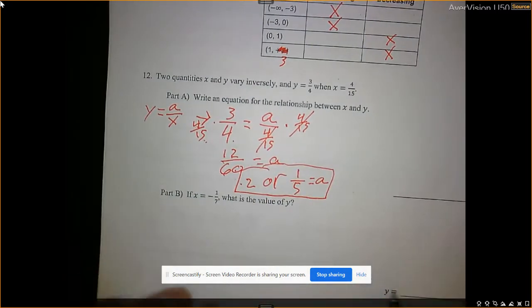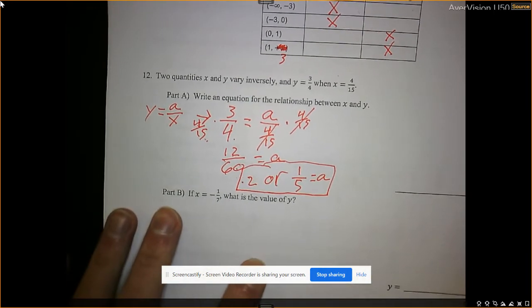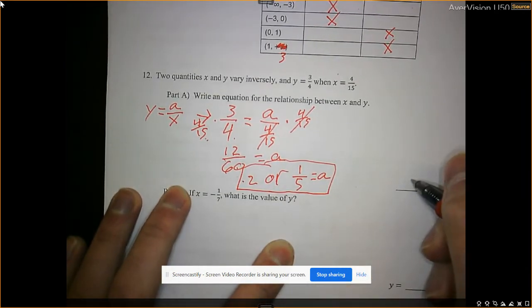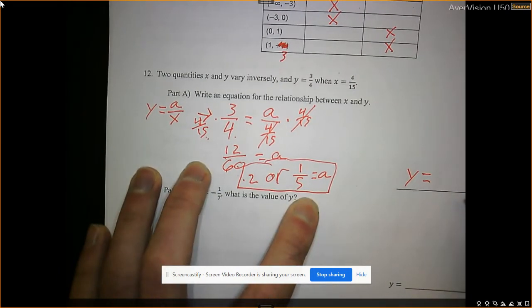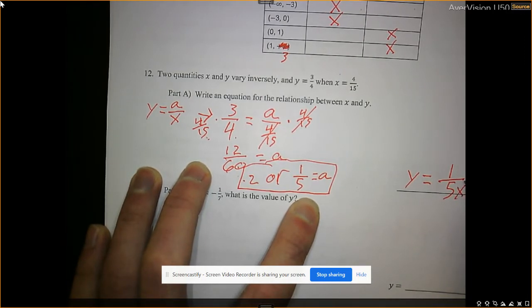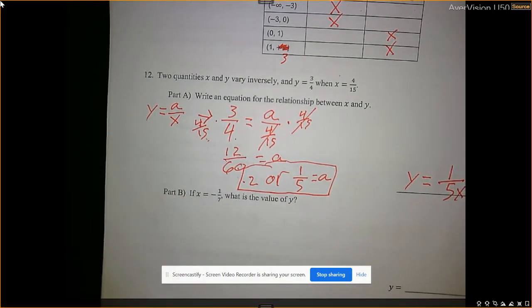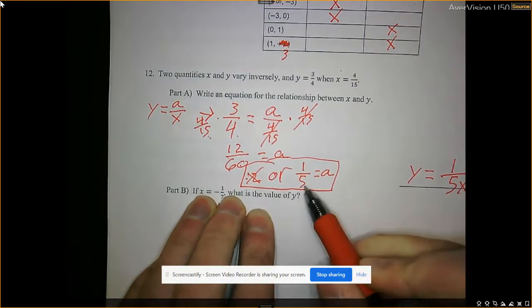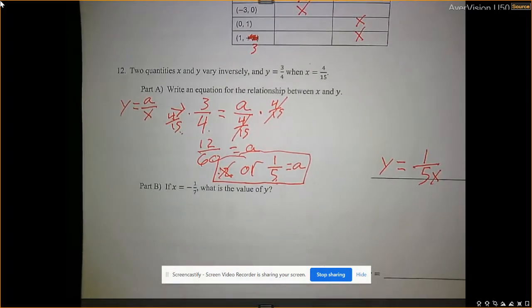Okay. Now, once you have a, and they want us to write the equation. Once we have a, now we just go ahead and write it as y equals. My a is 1/5, so 1/5. And then remember, it's inverse variation, so your x goes down in the denominator. So you should keep a as a fraction there so that you can write it out like that.